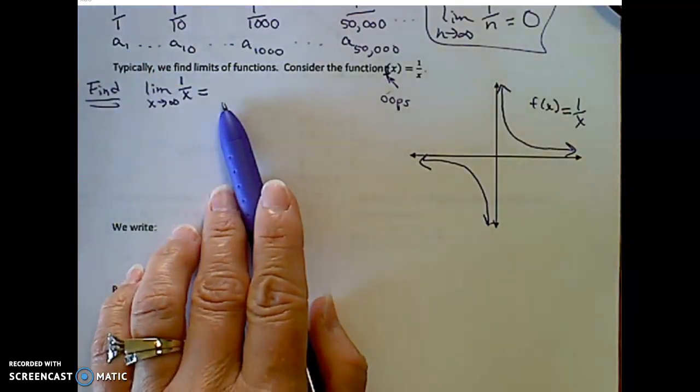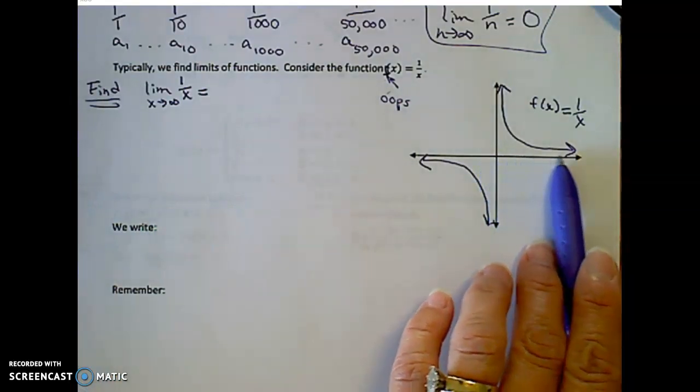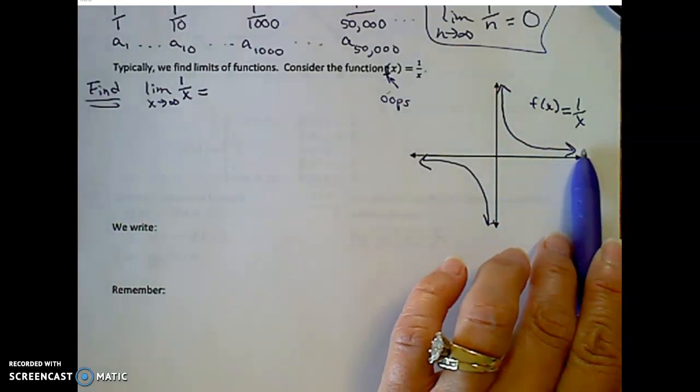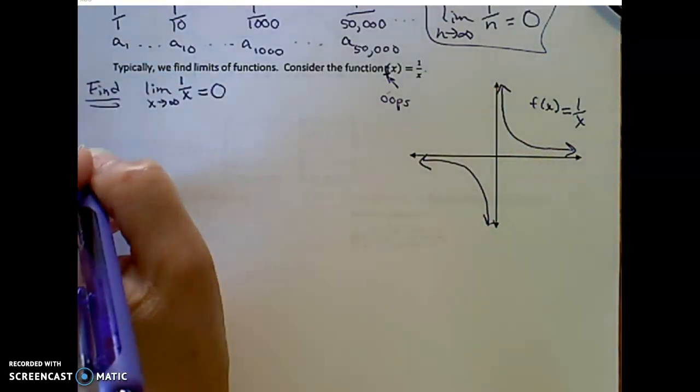What value is that function approaching? As my x values get bigger and bigger and bigger, my function values, my outputs, get smaller and smaller and smaller and are approaching 0.